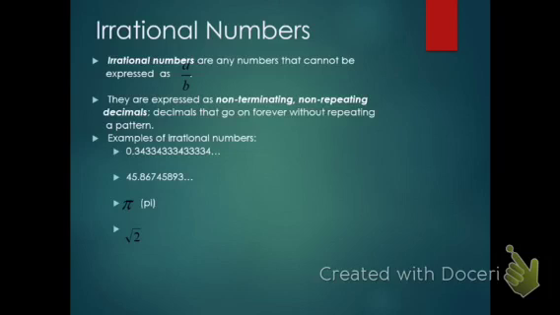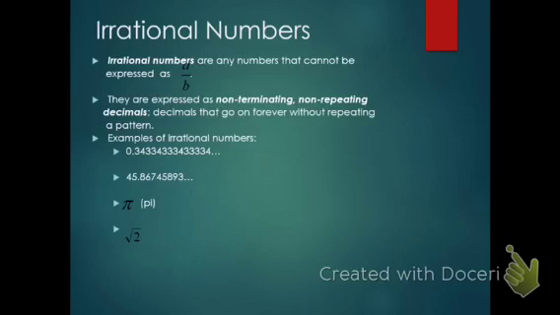Irrational numbers. Irrational numbers are any numbers that cannot be expressed as a over b. They are expressed as non-terminating, non-repeating decimals. Decimals that go on forever without repeating a pattern. Here are some examples of irrational numbers. The first example, if you notice, is 0.34, 334, 3334, 33334. So even though it's repeating, it's not a determined pattern, and it's not terminating, so it's irrational.